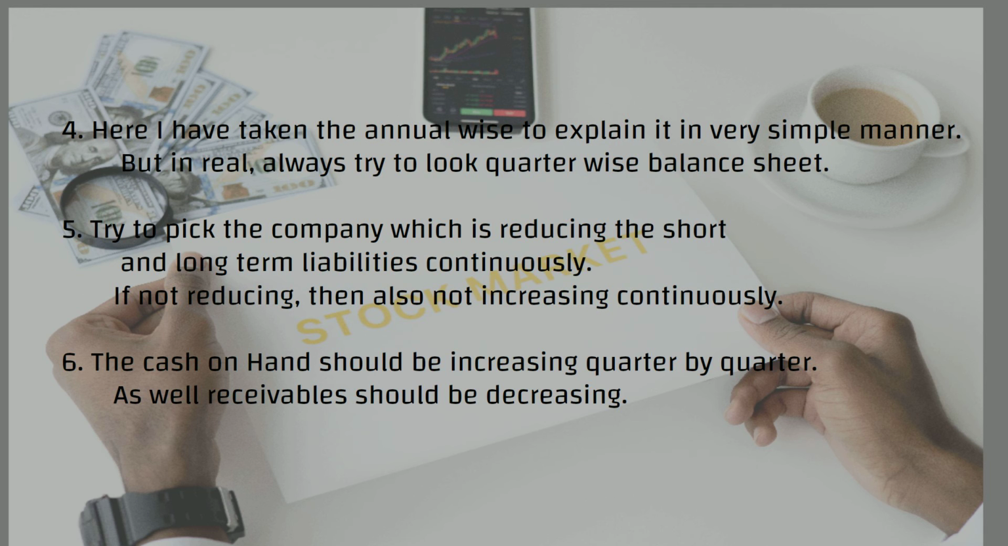4. Here I have taken the annual balance sheet to explain it in a very simple manner. But in real life, always try to look at the quarter-wise balance sheet. 5. Try to pick the company which is reducing the short and long-term liabilities continuously. If not reducing, then at least not increasing continuously. 6. The cash on hand should be increasing quarter by quarter. As well, receivables should be decreasing.